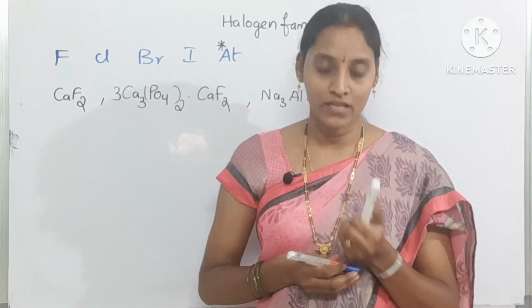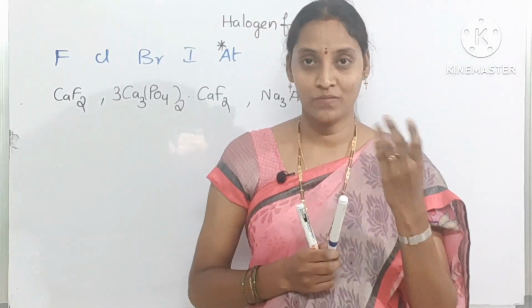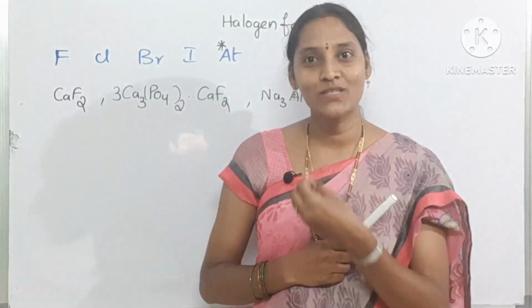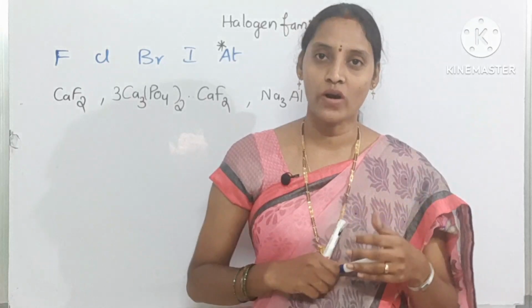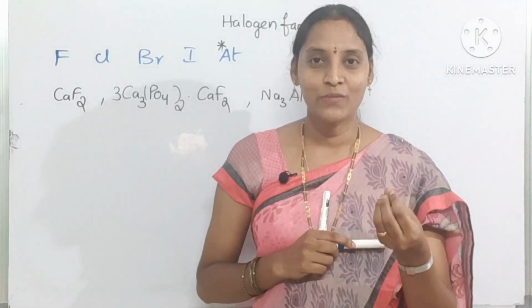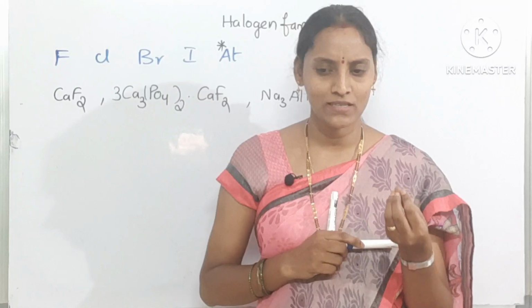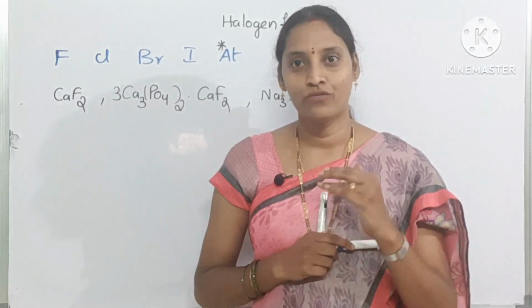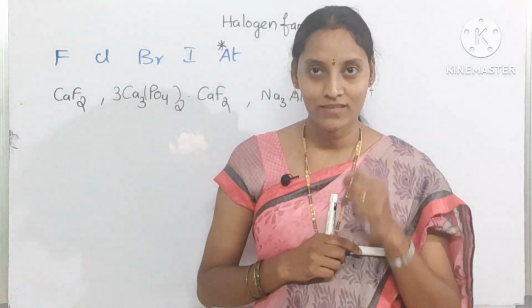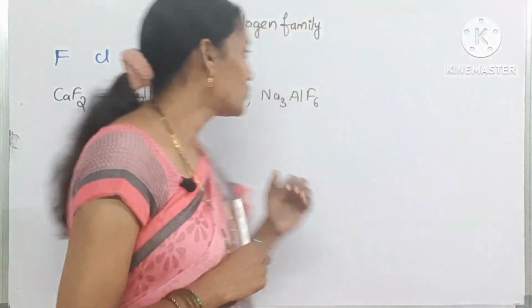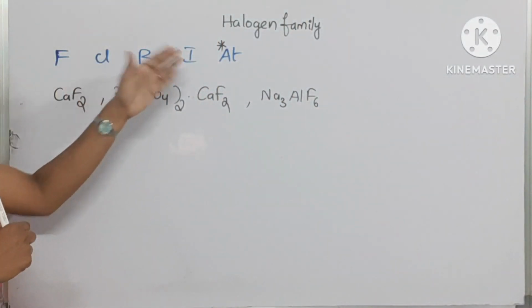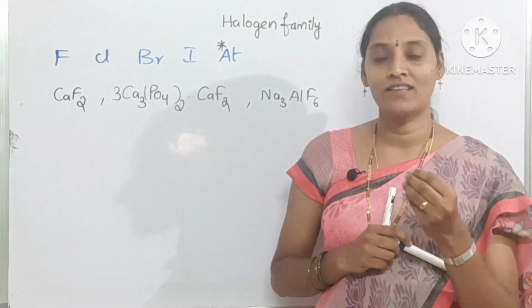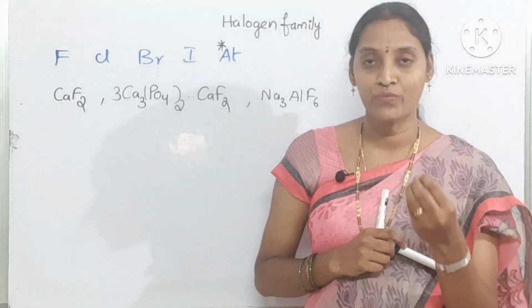And also if you see our surroundings, which material has fluorine as one of its constituents: soil, mineral water, plants, and also teeth of animals, next to bones. All these have fluorine as one of the constituents. And coming to chlorine, bromine, iodine, these are present in their salt form, especially in sea water.